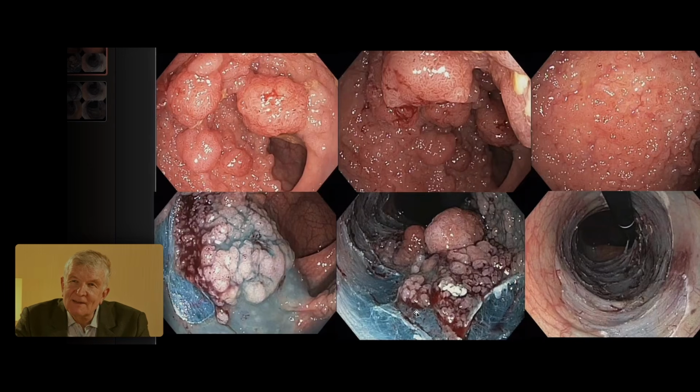Okay, so it's a segue, a preview to the resection status, but there are so many nodules. Why are you not concerned?